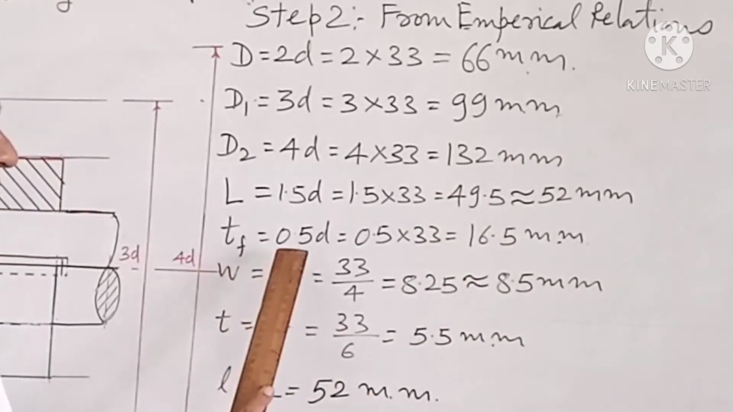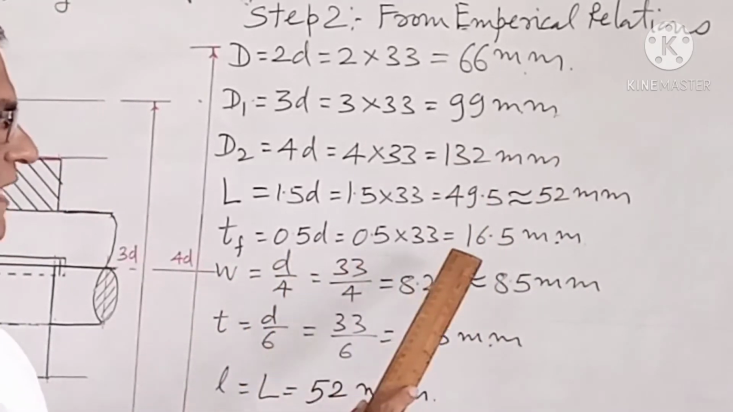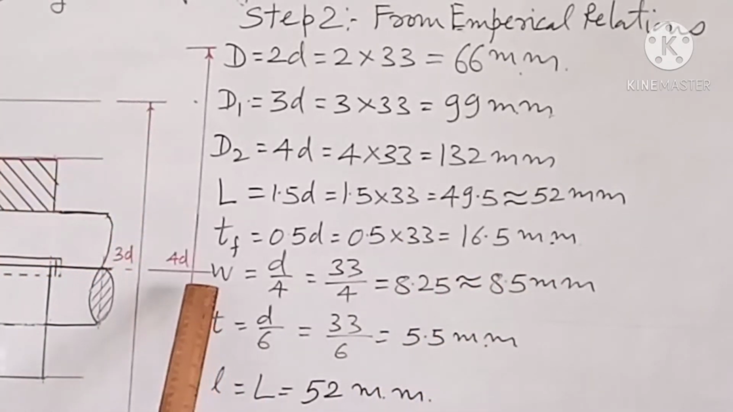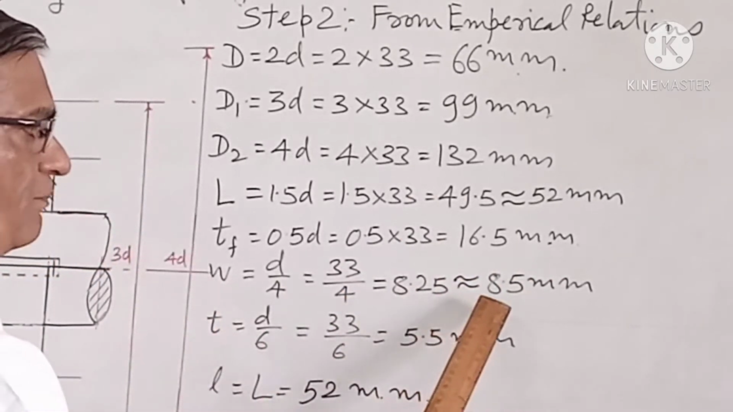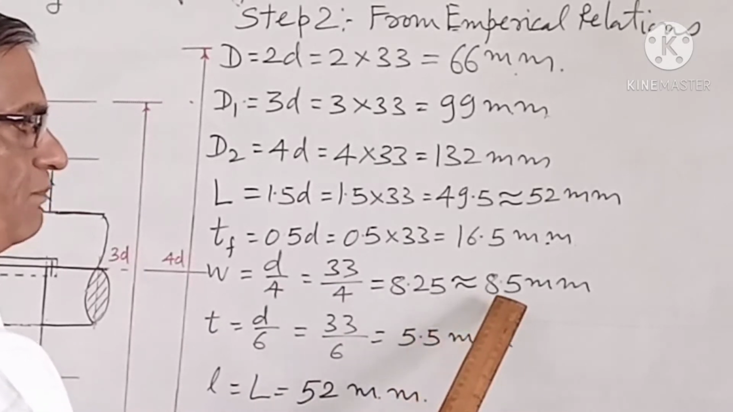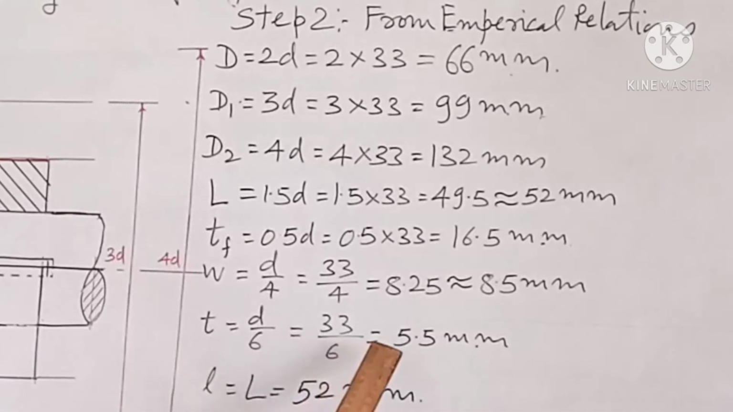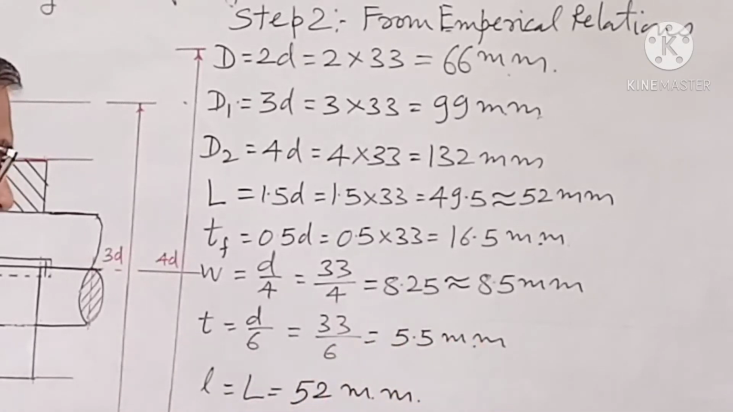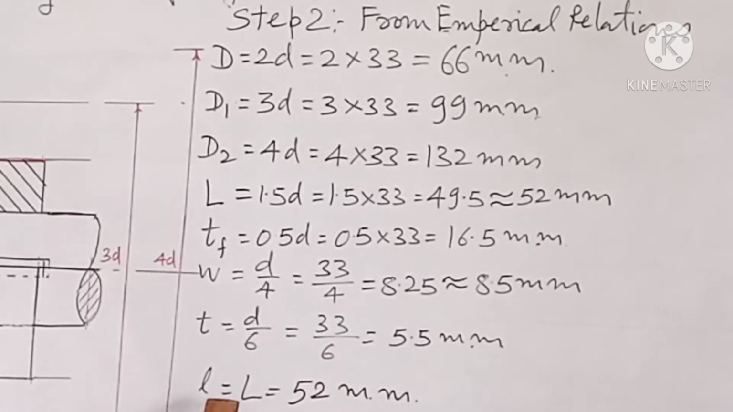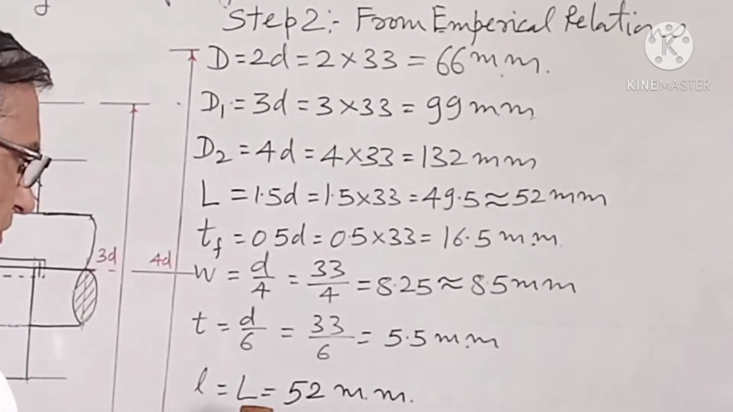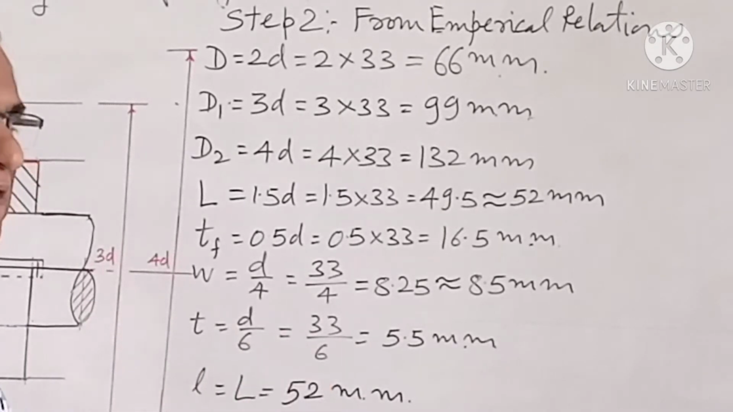Tf is equal to 0.5 into d, that comes out to be 16.5 millimeter. Width of the key comes out to be 8.25. We will take 8.5 millimeter. Thickness of the key comes out to be 5.5 millimeter, and length of the key is equal to length of the hub, that is equal to 52 millimeter.